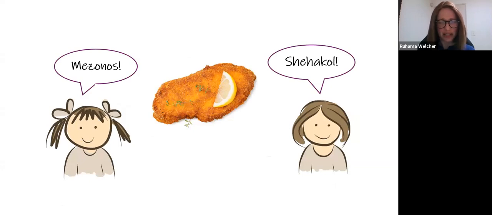Complicated halacha question, right? And you can do this for a lot of halacha questions. So based on this, what are the aspects of the question? Why would you think it could be shehakol? Why would you think it could be mezonos?